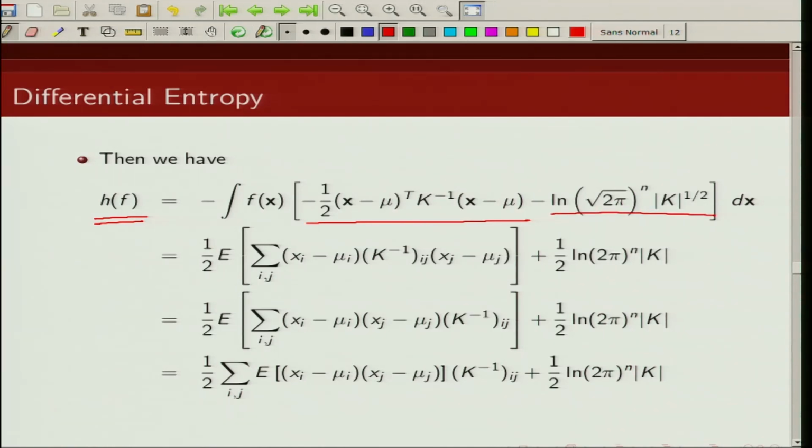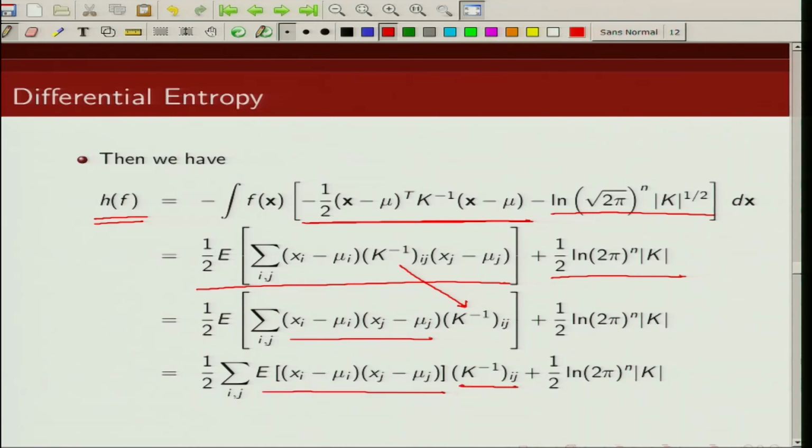Now the second term, if I integrate over f of x, I will just get this. And let us look at the first term. This is nothing but the expected value of this. So in matrix form I can write this in this particular form. This is summation over i and j of (xi minus mu i) K inverse ij (xj minus mu j). So I can keep it here, and combine these two terms. This can be written as the expected value of this multiplied by K inverse of this.